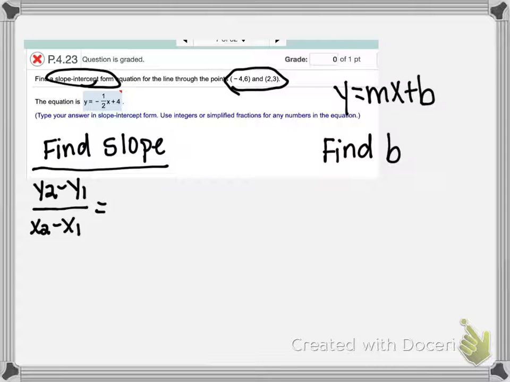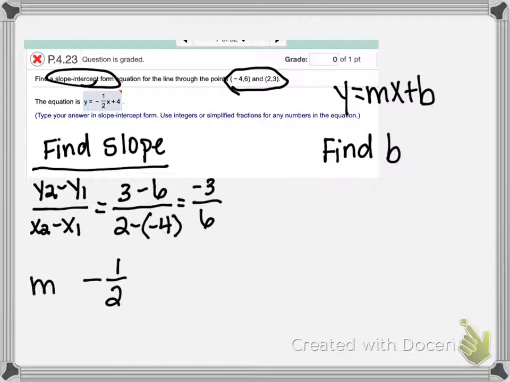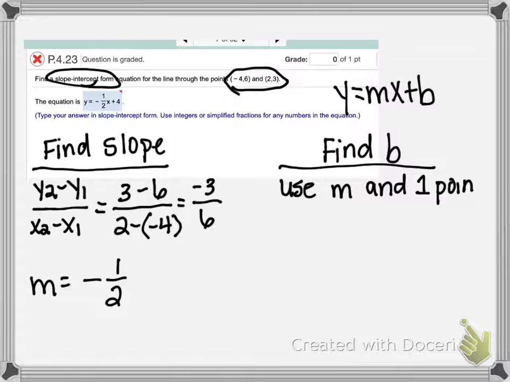And I have y2 is going to be 3, minus y1 is 6, divided by x2 is 2, minus x1 is -4. Alright, so I simplify. I have 3 minus 6 is going to give me -3, and 2 minus -4 is going to give me positive 6. So if I simplify this, I should get -1/2 as my slope. Now, to find my b value, I'm going to use the slope and one of the points. So use your slope and 1 point, and you can plug in that information to find your b value.